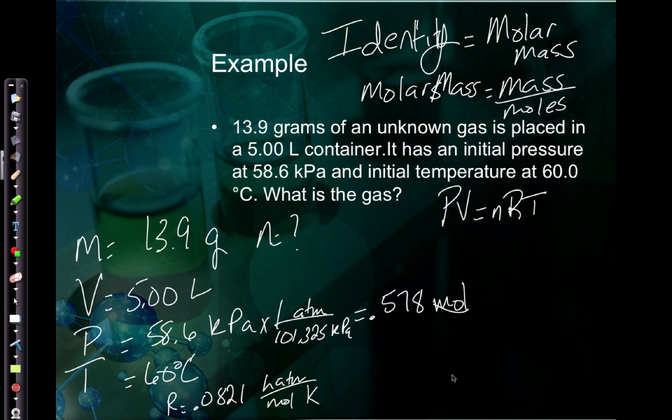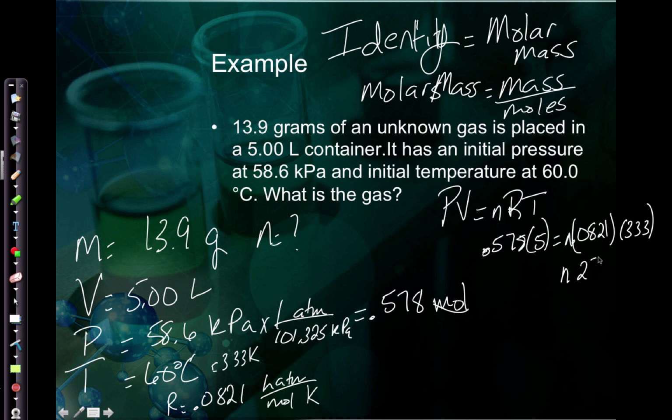Now I need to get my temperature in Kelvin. So plus 273, so 333 Kelvin. All right, now all my units match, so I can just plug it into the equation and solve for n. My P is 0.578, my V is 5, my number of moles is unknown, R is 0.0821, and my temperature is 333. Now I'm just going to plug everything in.